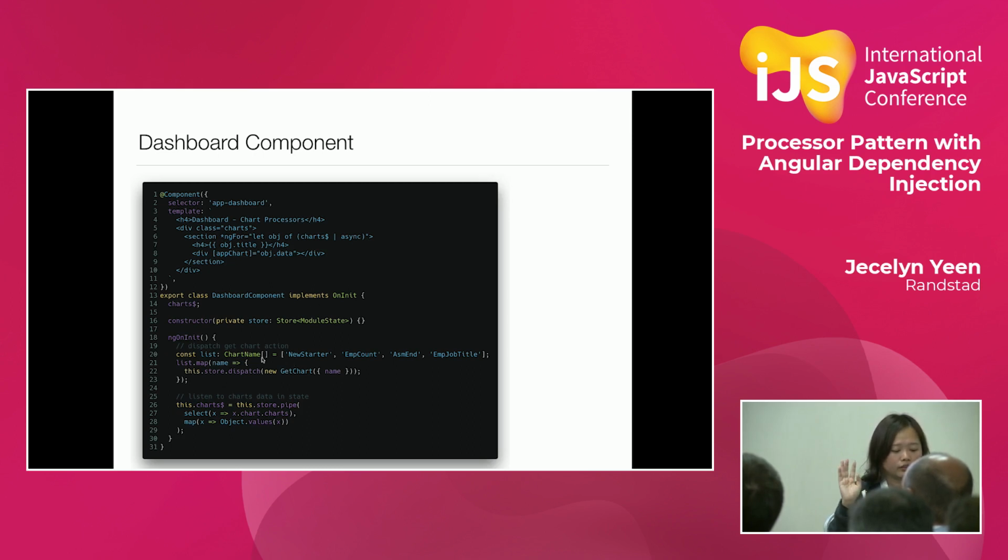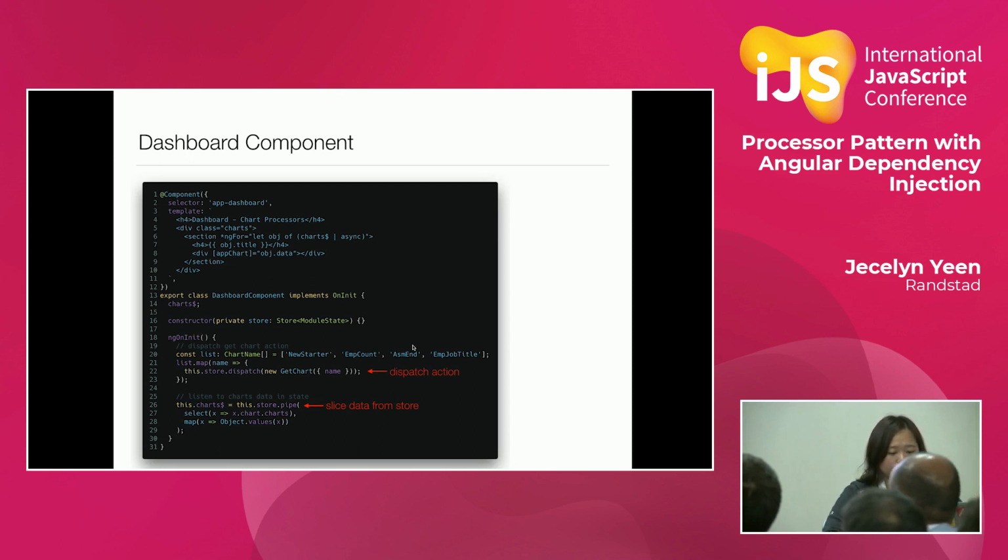Okay, so after implementing NGRX, this is how the charts component will look. We have a charts observable. For the charts observable, we just slice the data from our state, selecting the charts object, and then we change the charts object to an array so that we can show it in our template. We can just loop and show each of the charts in our template. When we want to get the charts, we call the store to dispatch the actions, to check whether the charts are already in the state or we should get them from the API.